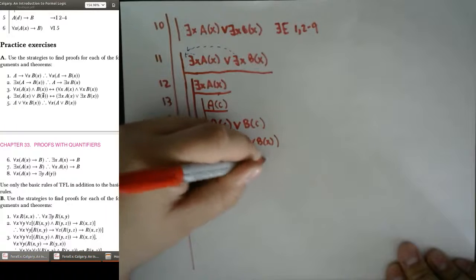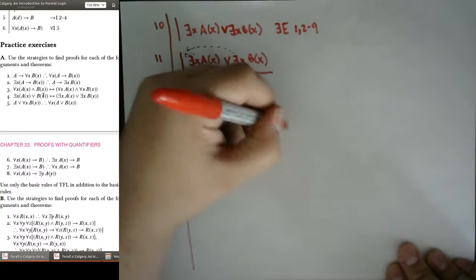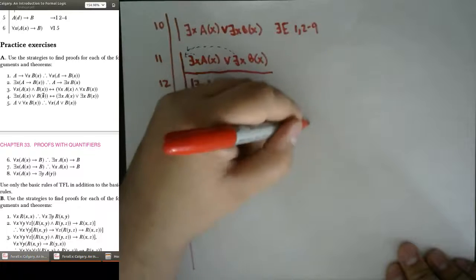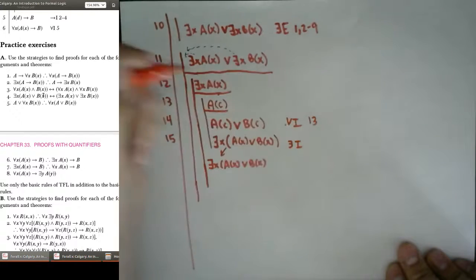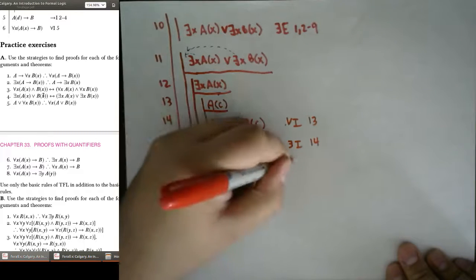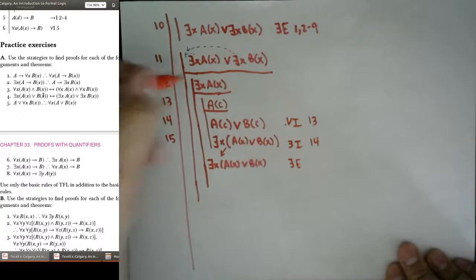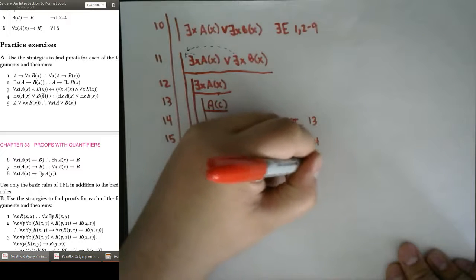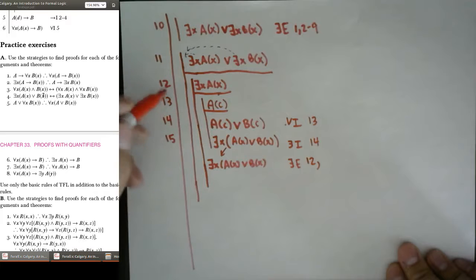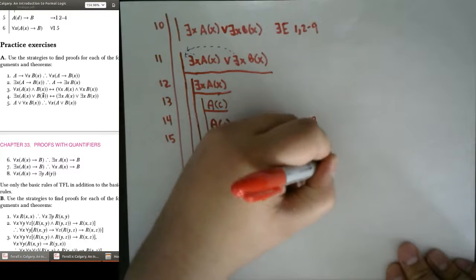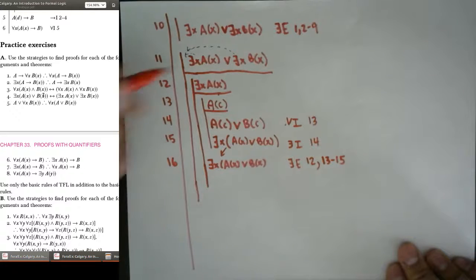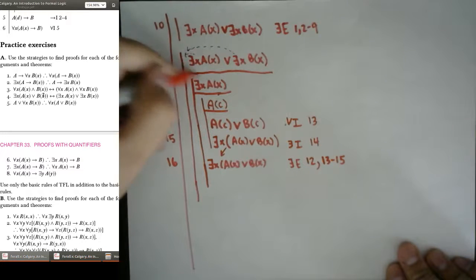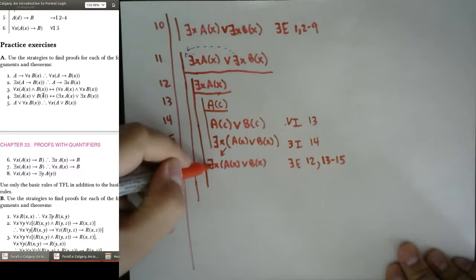And I justify that. I guess I should justify some of these. This is OR introduction on line 13. This is existential introduction on line 14. And then this is existential elimination on the existential statement 12, followed with the subproof from 13 to 15. So that's line 16.